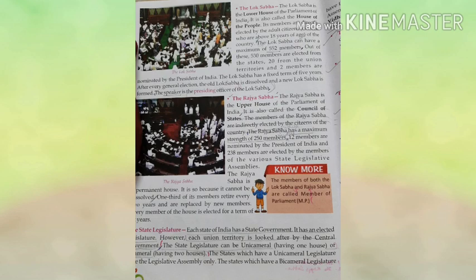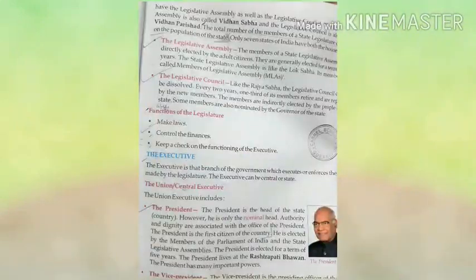The state legislature. Each state of India has a state government. It has an elected legislature. However, each union territory is looked after by the central government. The Legislative Assembly is also called the Vidhan Sabha.